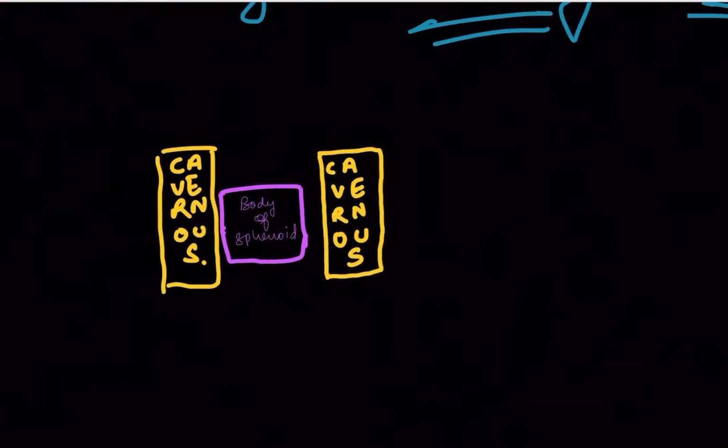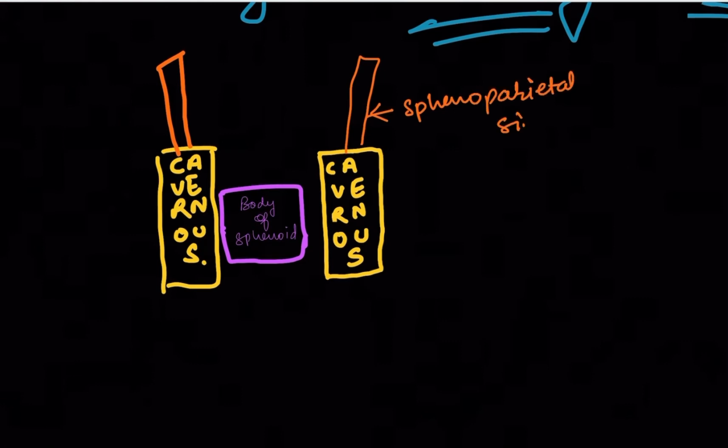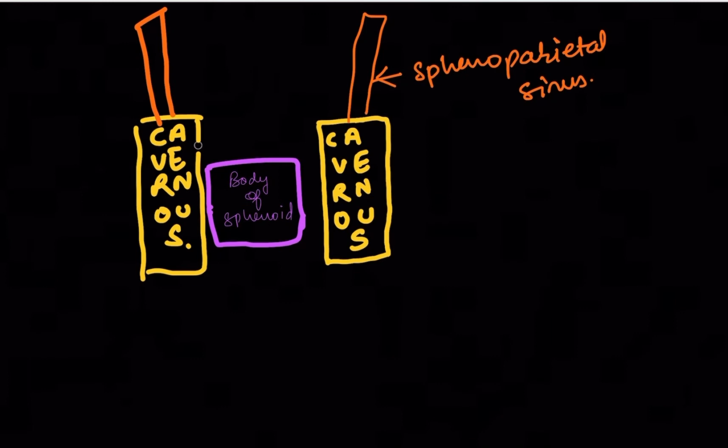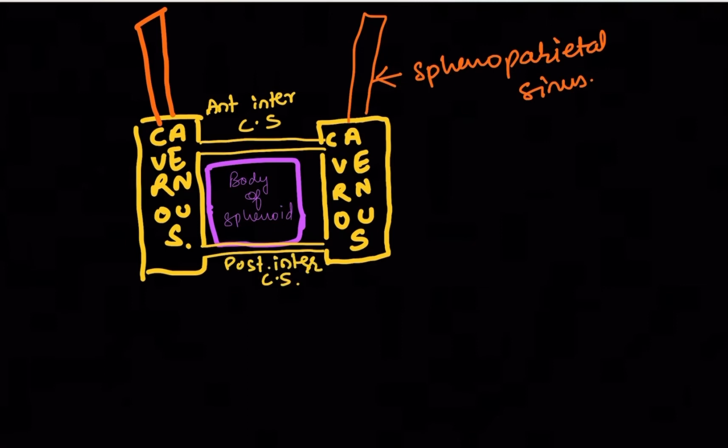Okay, now there's a structure which will drain into this sinus. This is known as the sphenoparietal sinus. Okay, so the left sphenoparietal and right sphenoparietal will drain respectively into the cavernous sinus, left into left, right into right. Now this cavernous sinus itself forms two intercavernous sinuses, so you must remember that also. On the anterior side will be the anterior intercavernous sinus. This is the posterior intercavernous sinus. Okay, the anterior intercavernous sinus is anterior to the body, connecting the two cavernous sinuses, and then the posterior intercavernous sinus.